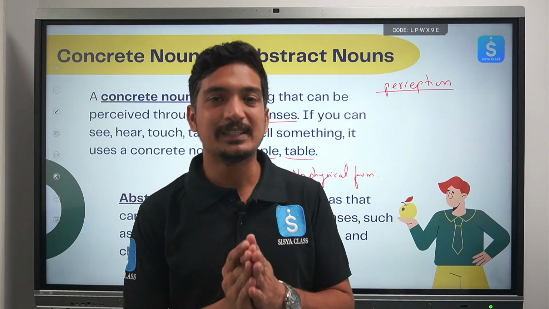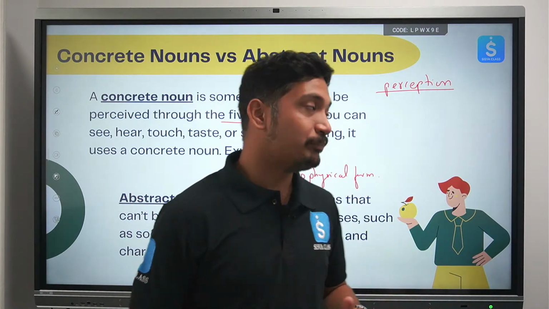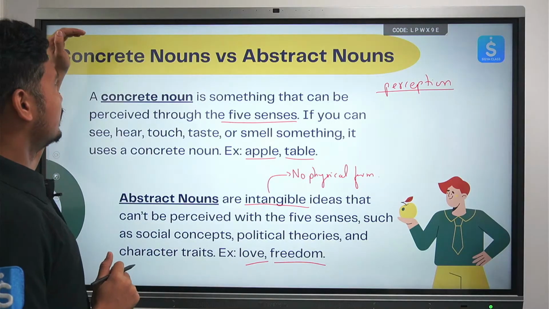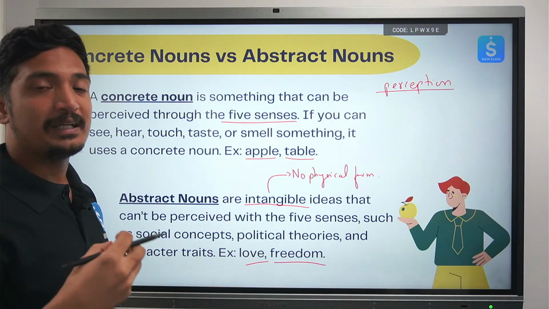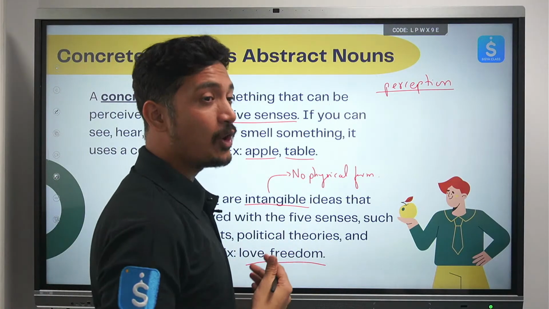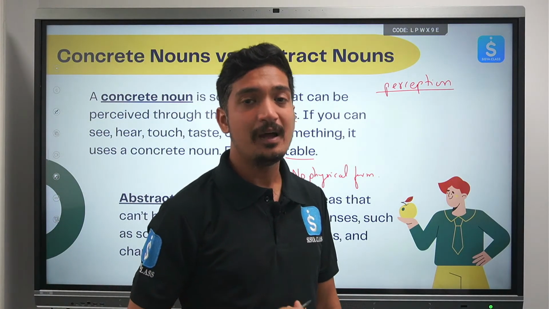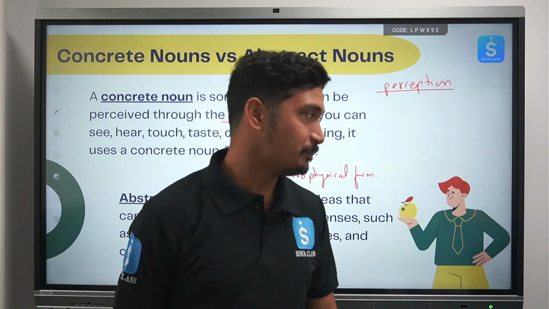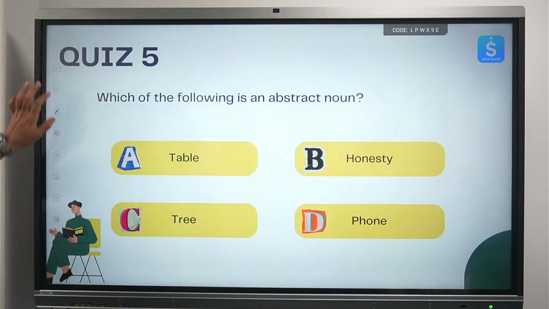Once again, in a nutshell, based on perception we have two different types of nouns. One is the concrete noun, which can be sensed by any of our five sense organs, and then the abstract noun, if we cannot perceive it with any of the five sensory organs. I believe this is clear to all of you, right? Okay, so we'll have some questions now.